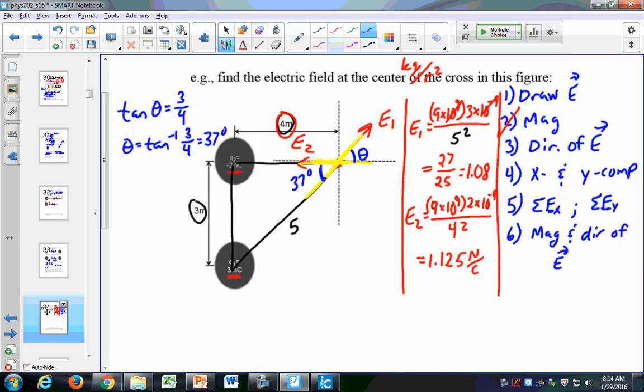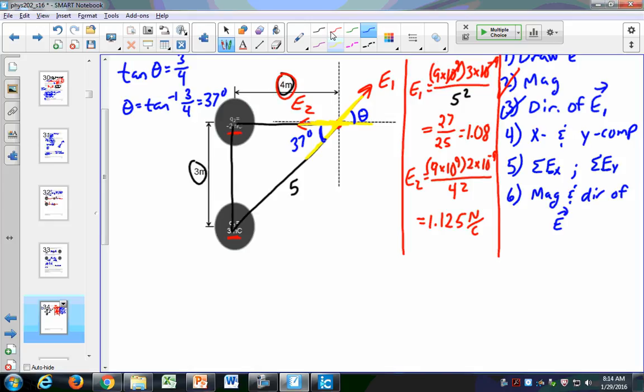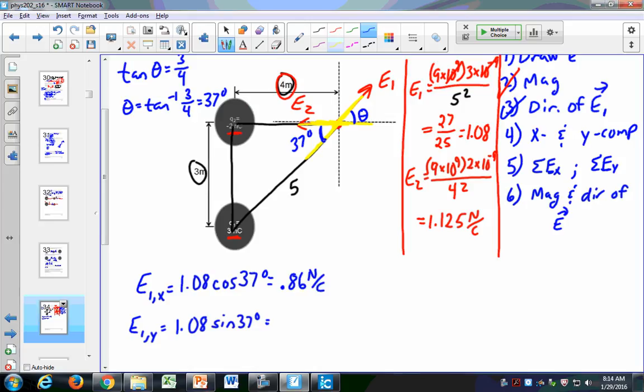All right, so that's the direction of E. We only had to find E1 in this case. Now, I want to find the X and Y components of E1. I don't need to worry about E2 because it's only on the X axis. So E1X will be 1.08 cosine of my angle, which is 37 degrees. And E1y will be 1.08 sine of 37, keeping it in the degree mode on your calculator. This is going to be 0.86 newtons per coulomb, and this is going to be 0.65 newtons per coulomb. So I'm up to here. I've done my X and Y components.